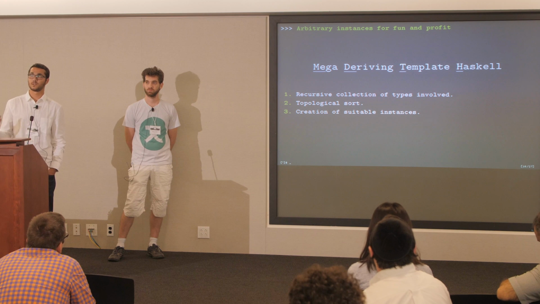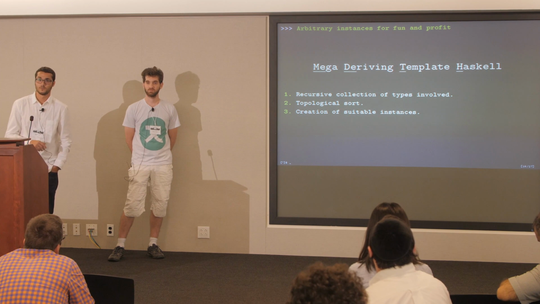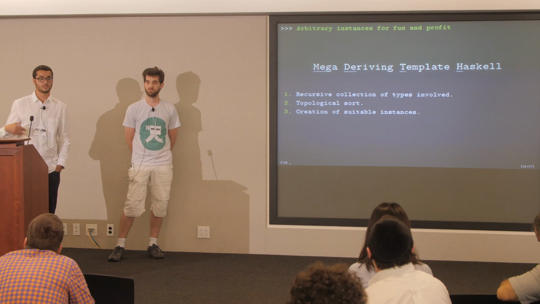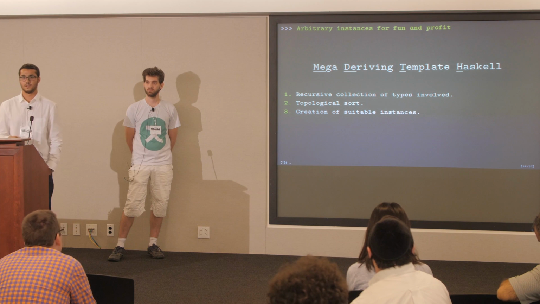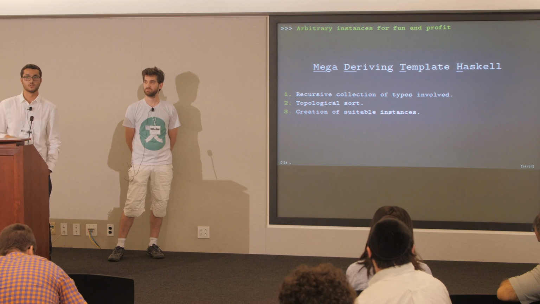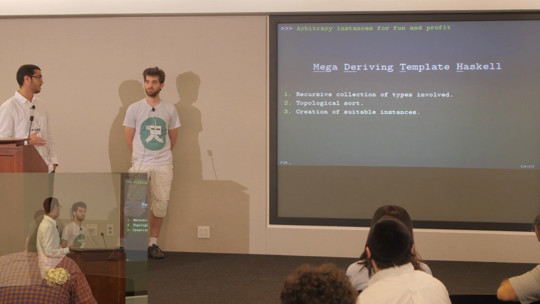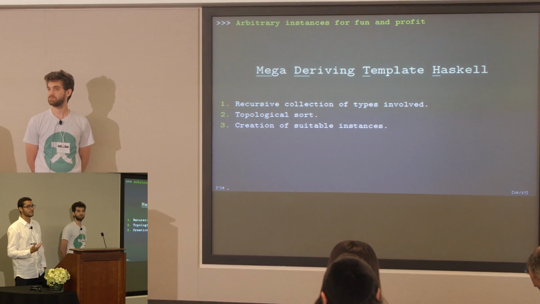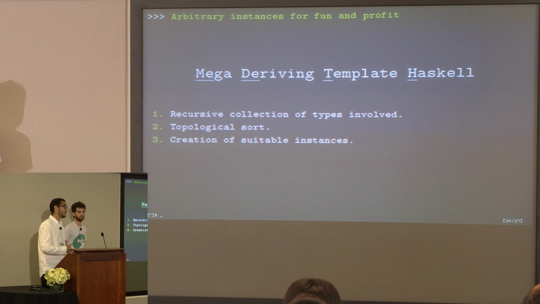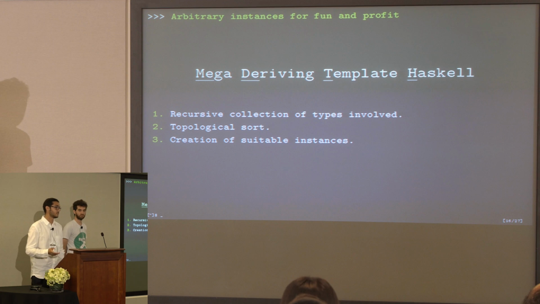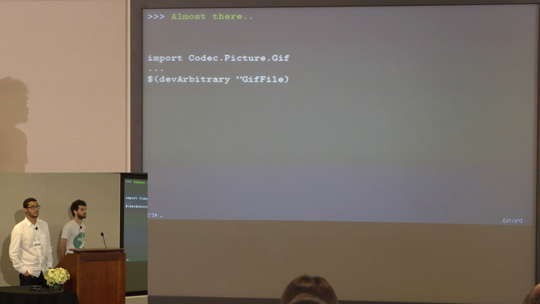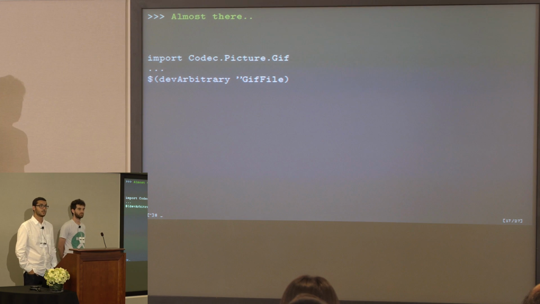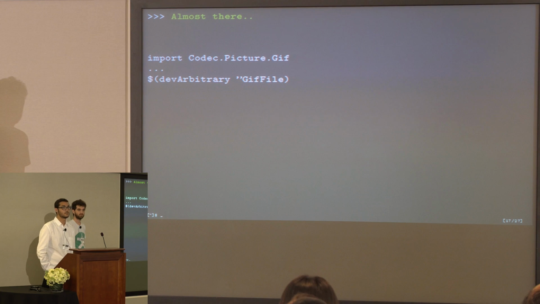We call it Mega Deriving, Template Haskell, Megadeth for short, which recursively collects all the types involved in the generation of a single type, for example, GIF file. It's sorted just to remove duplicates, and it creates the instances required. In this case, they are going to be the Arbitrary instances. But it also works for other classes of instances, for example, Show. So all you have to do is import the library, and Megadeth is going to do all the work for you. You have to call devArbitrary.